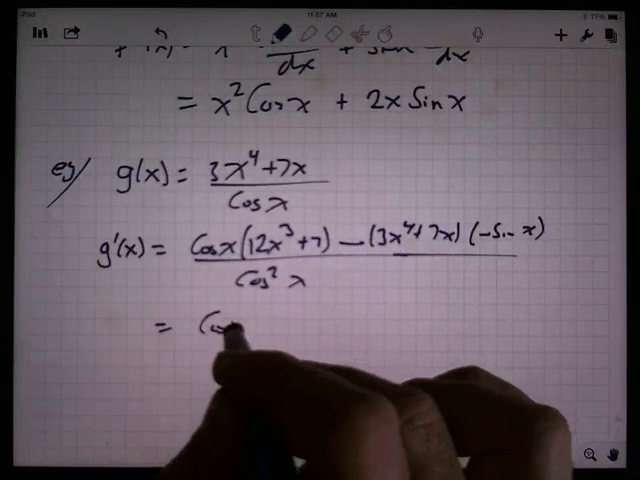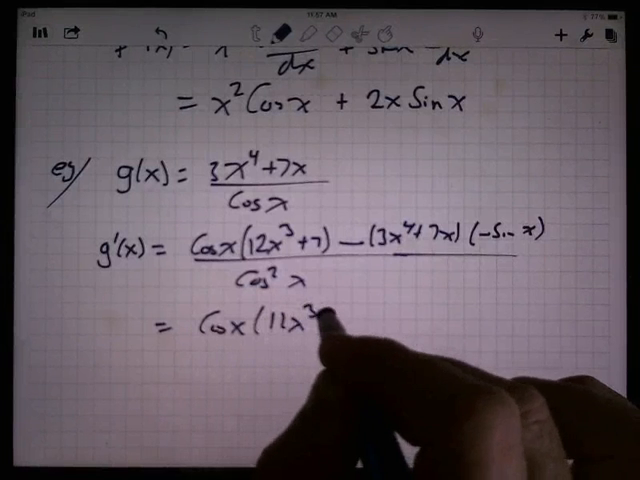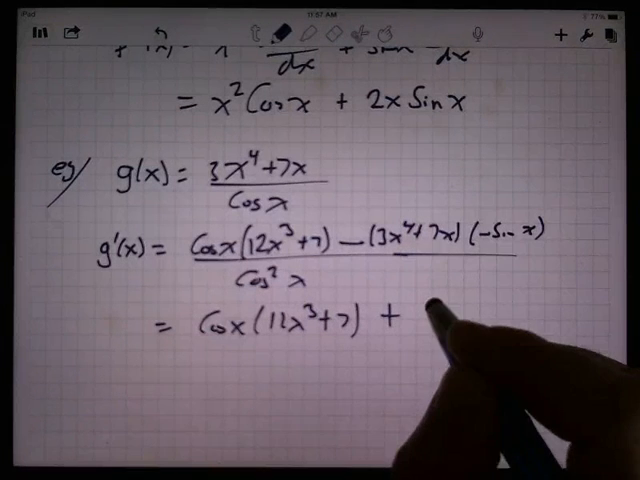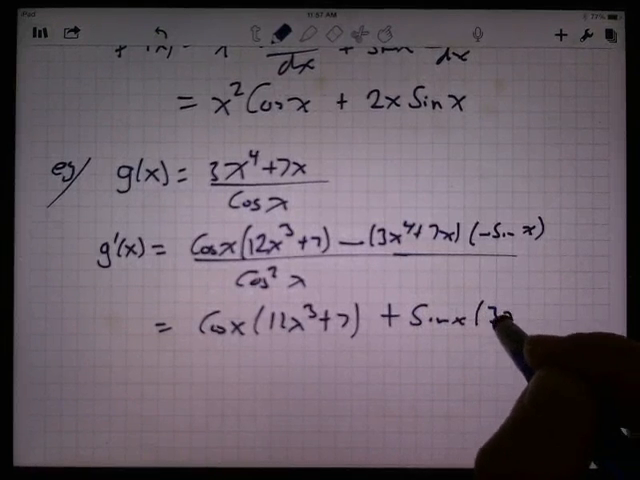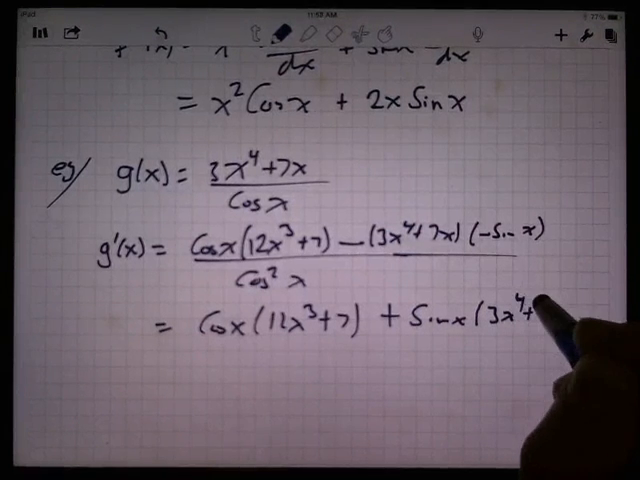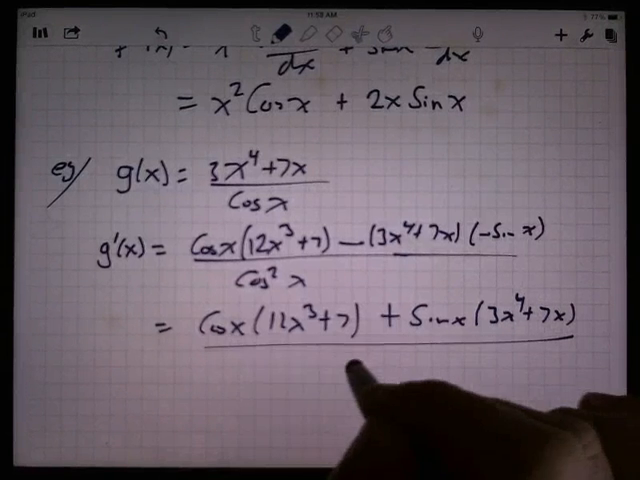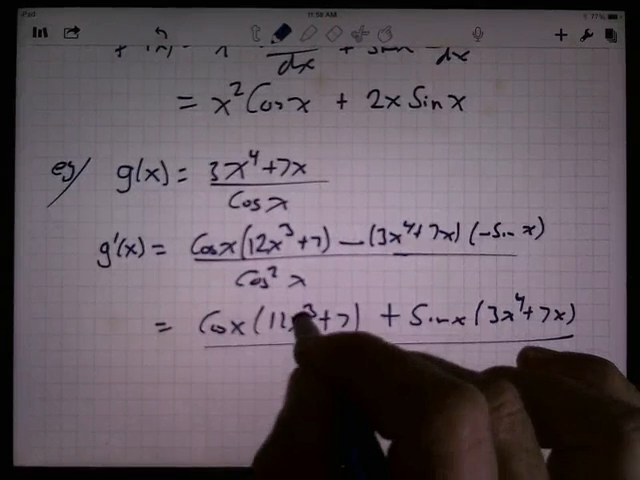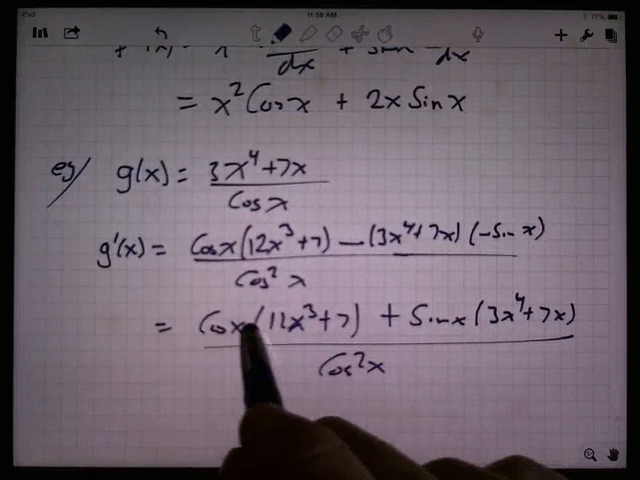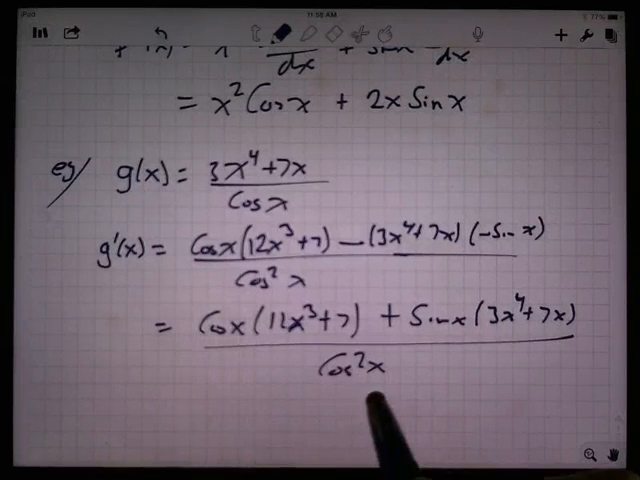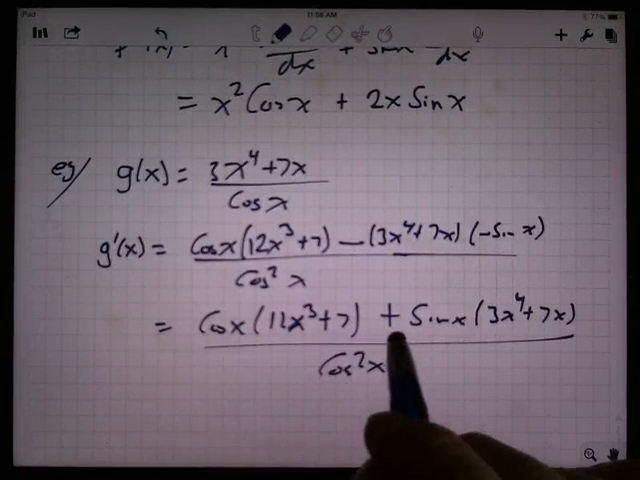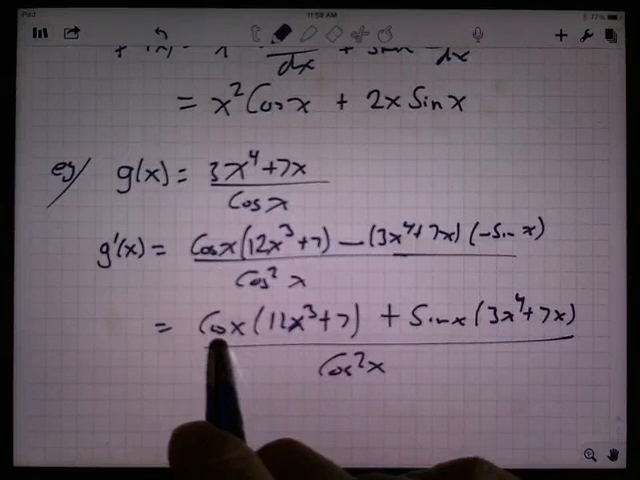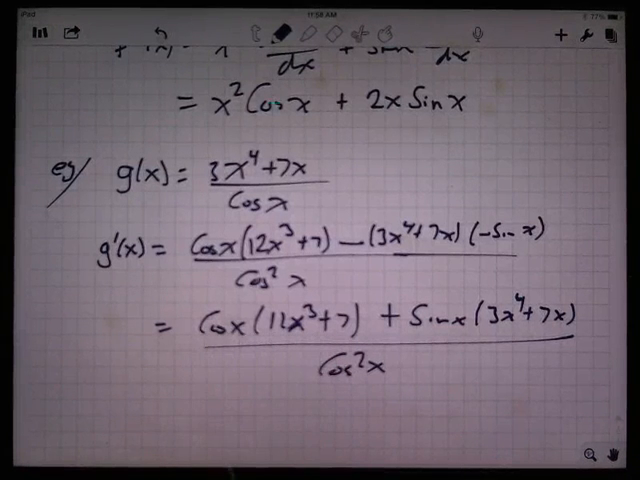So I've got a cosine x times 12x cubed plus 7 plus a sine x times 3x to the fourth plus 7x, all divided by cosine squared x. Are you feeling any temptation to cross out one of these cosines with one of these? Resist that temptation, because this is not a factor of the top. There's a plus sign right here. This is only a factor of part of the top, so it doesn't cancel with the bottom.